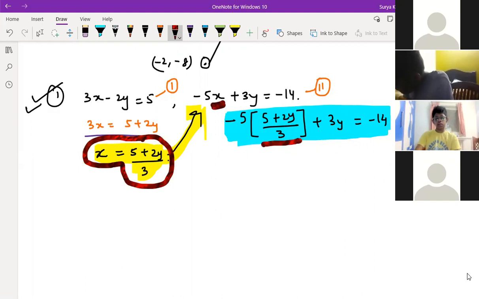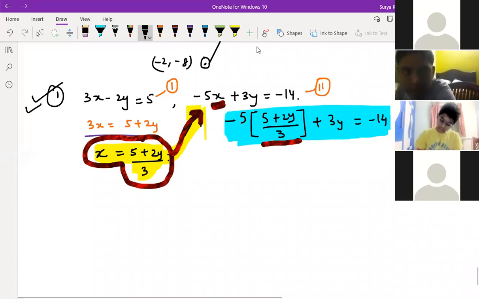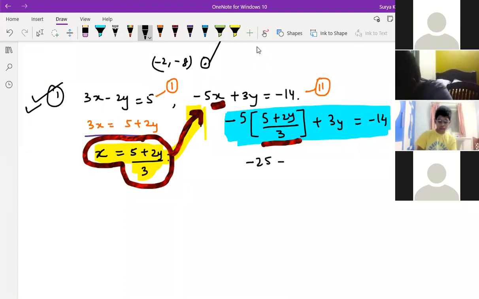Okay, sir. Instead of x, we are keeping this value here. Understood? And now we have to solve. So how to solve this? First you multiply this 5 inside. What you get? 5 5s are 25. Minus 25 minus 10y divided by 3 plus 3y is equal to minus 14.